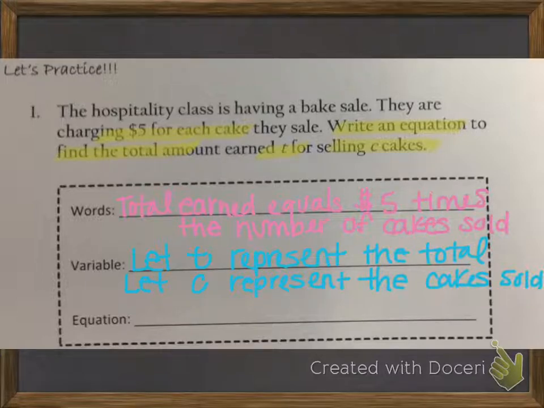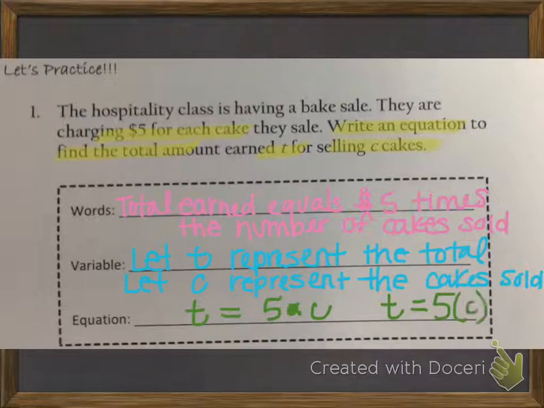So we have to decide what is the independent and what is the dependent. Our independent is what can stand alone. So the amount of money we earn, T, is dependent on how many cakes we sell. So if each cake is $5 and we said it's 5 times the amount of cakes sold, it would be T equals 5 times C. So in other words, we can write this as T equals 5(C).